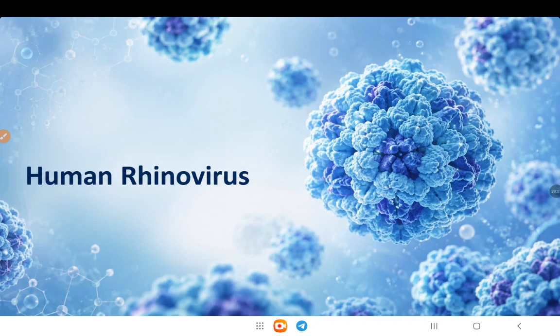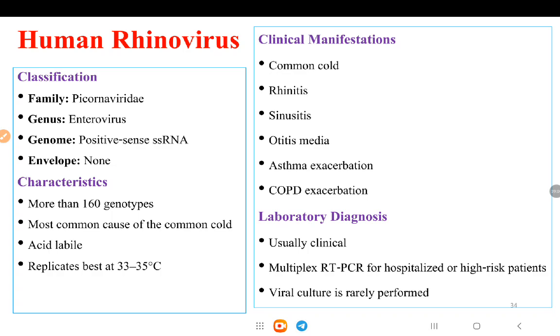Another virus is the human rhinovirus. The human rhinovirus belongs to the family called Picornaviridae, genus Enterovirus. The genome is positive-sense single-stranded RNA with no envelope. That means this virus is resistant to the environment. A general characteristic of this virus is that it has more than 160 genotypes. That means it's very difficult to develop a vaccine.